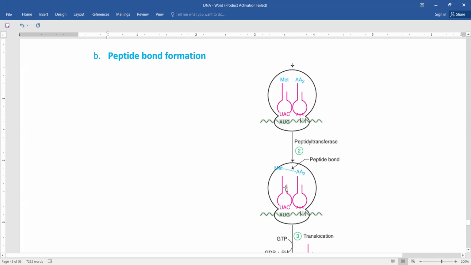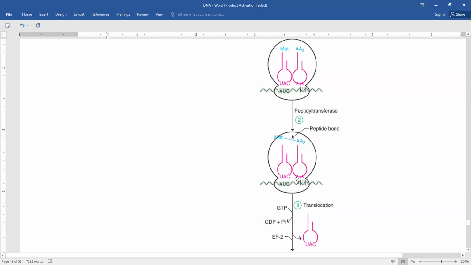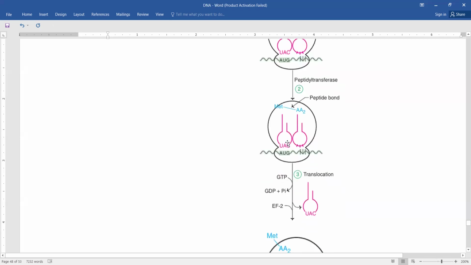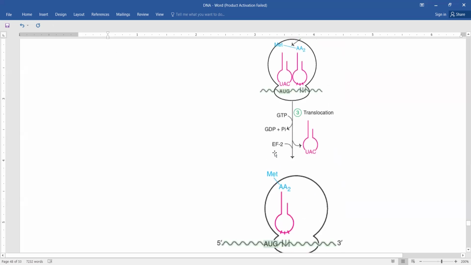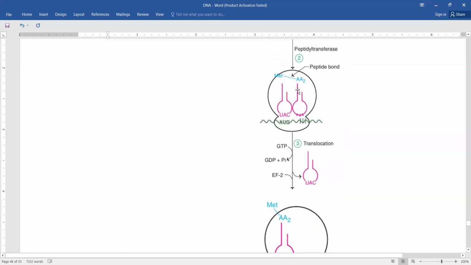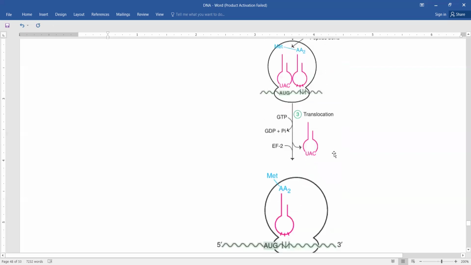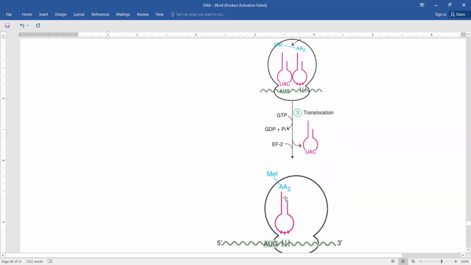Okay, this is A site, this is P site. Now this ribosome moves one step forward, that is called translocation. For this we need GTP energy and elongation factor 2. Okay, so due to that, this dipeptide containing the tRNA comes to the P area. And this UAC containing first tRNA is liberated through the E site, exit site.